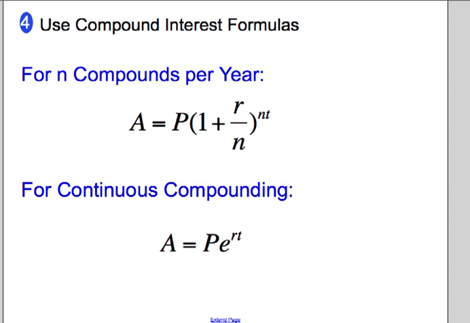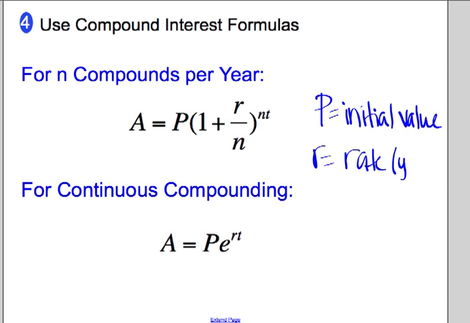There are 2 different formulas we can use to calculate interest. The first one is compounding per year. The second one is compounding continuously. Which formula you'll use depends on the situation you have. For both these formulas, the P is going to be your initial value, how much you're putting in. The R is going to be your rate per year, your yearly rate. You're going to write this as a decimal. It's usually given to you as a percent, but you're going to write it as a decimal.